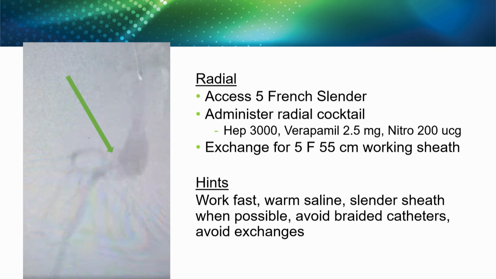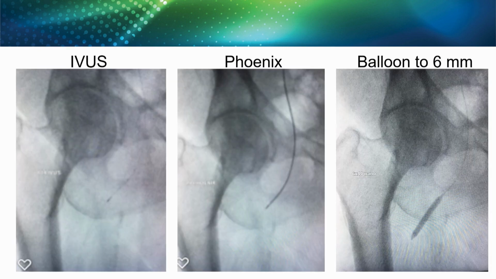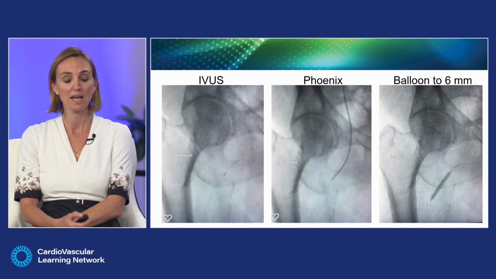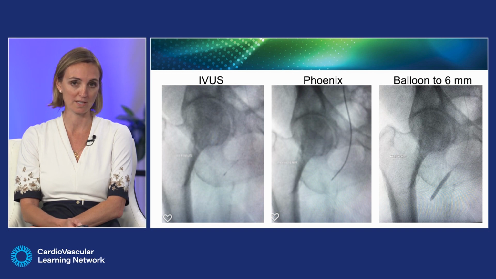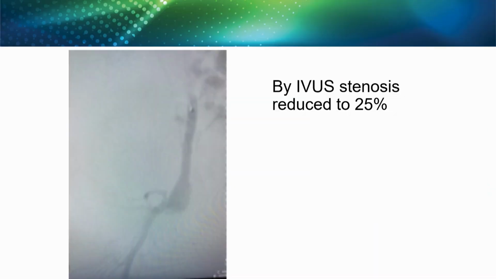Because you can see the angio's tough. Remember, this guy is really big. I'm hand injecting through this 5-French catheter. The arrow there is on the piece of calcium, which you can see with IVUS. And so I really did use IVUS to confirm this. So anyway, I used IVUS, I used Phoenix, and then I ballooned it to 6 millimeters. By IVUS, the stenosis reduced to 25%. I was super happy with this.